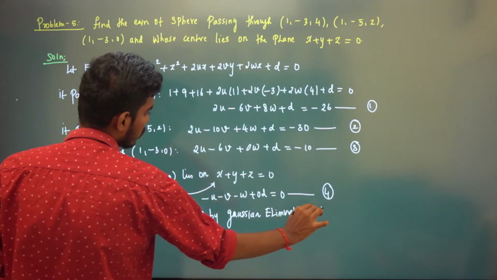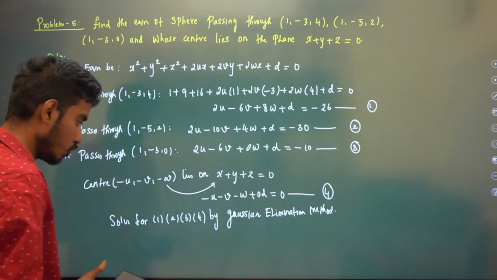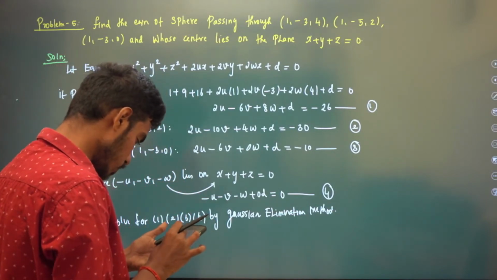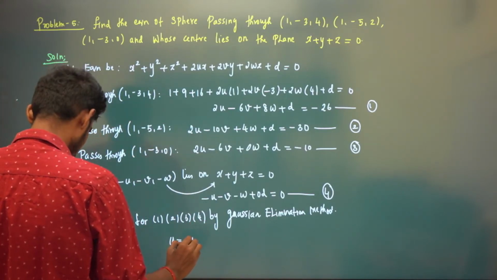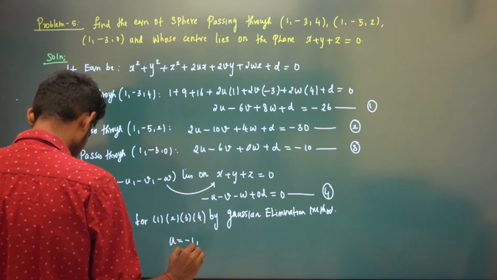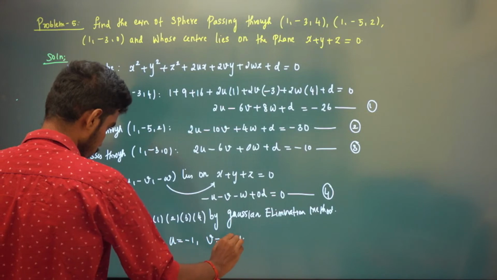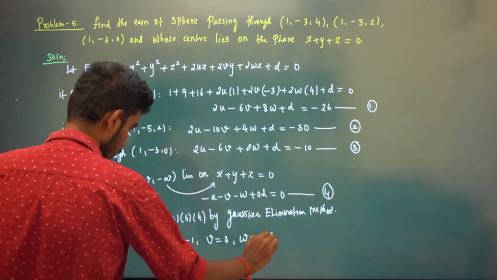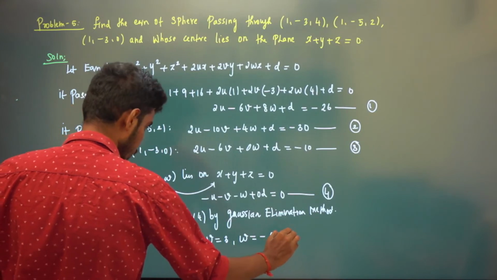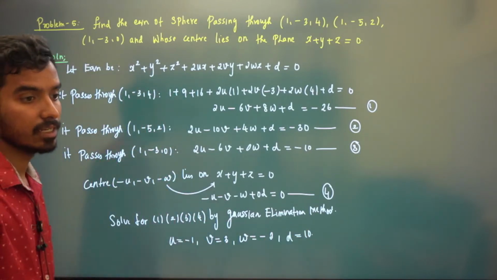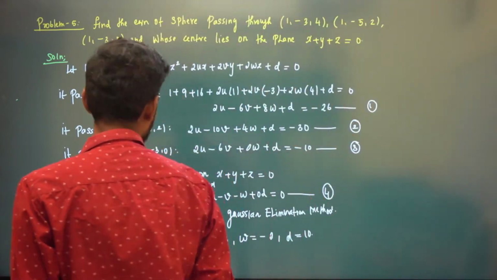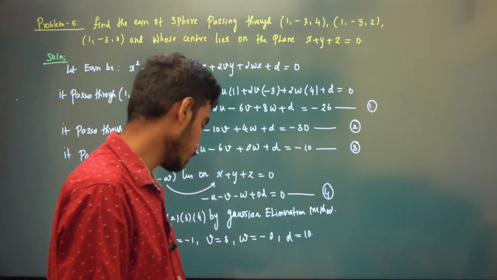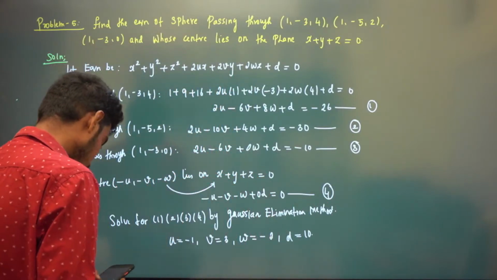You will get the unknown values of u, v, w and d. So you will have u equal to minus 1, v equal to 3, w equal to minus 2, d equal to 10. Right? You can do this very easily. You will have four unknowns here, u, v, w, d, solved by Gaussian elimination method. Right? Very simple problem, but it will take time. That is the only concern for this problem. Okay, so now we'll move on to problem number 6.